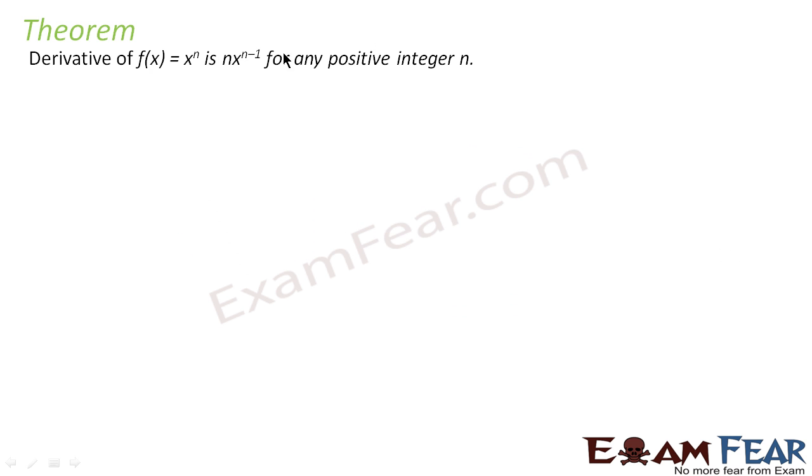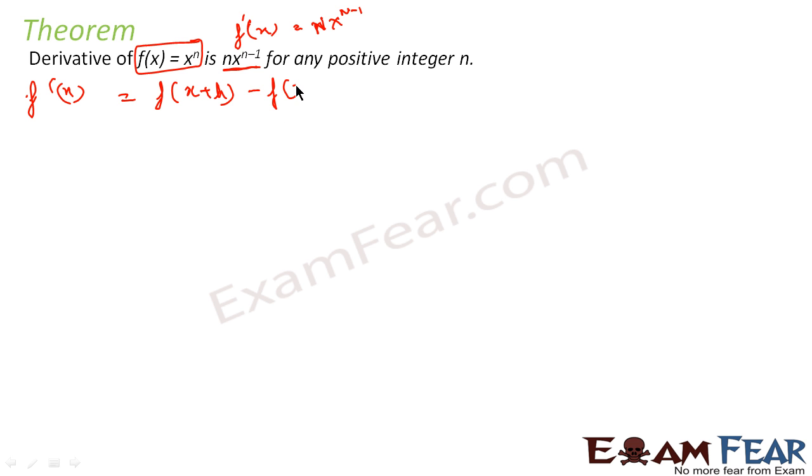Let's prove this theorem. This theorem we use very often; in the last lecture also we have used this. If f of x is equal to x to the power n, then f dash of x is equal to n x to the power n minus 1. Very crucial formula. Let's derive this. That is, if f of x is equal to x to the power n, then f dash x is n x to the power n minus 1. Correct? Let's prove this.